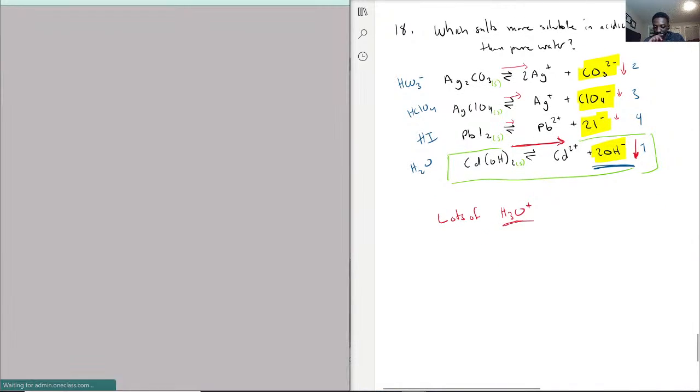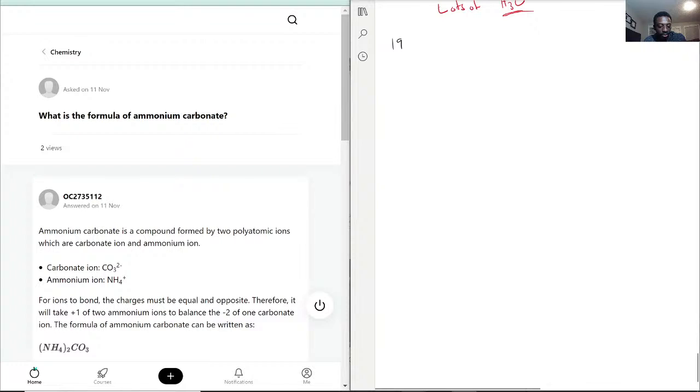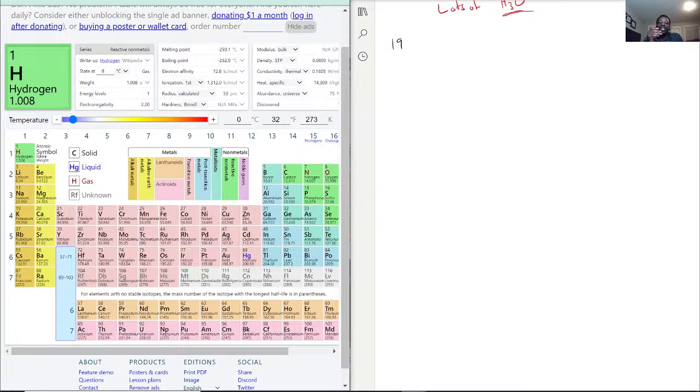All right, now let's go on to question 19. What is the formula for ammonium carbonate? For this one, you kind of have to know what ammonium and carbonate are. I briefly discussed being familiar with these ions, and this is just another example of it.